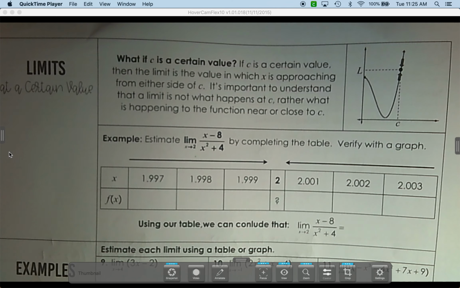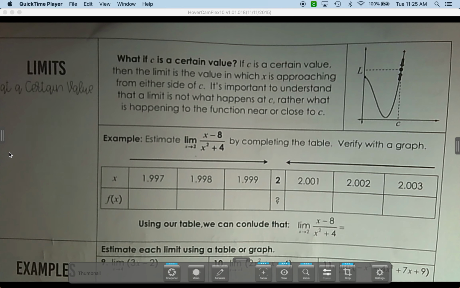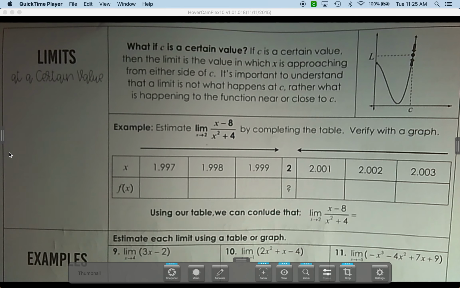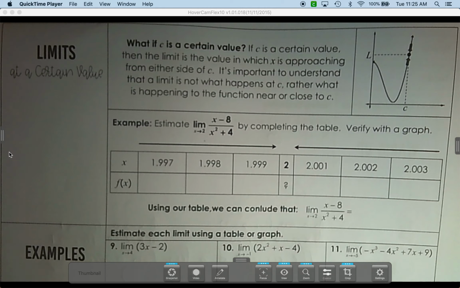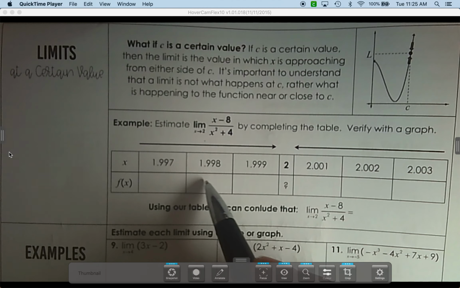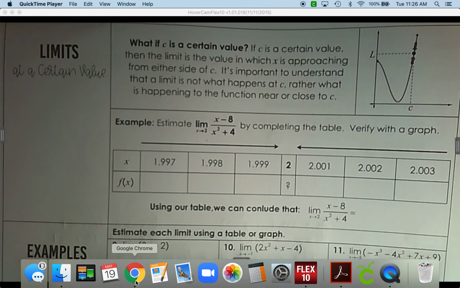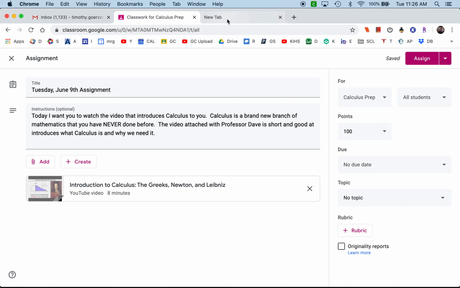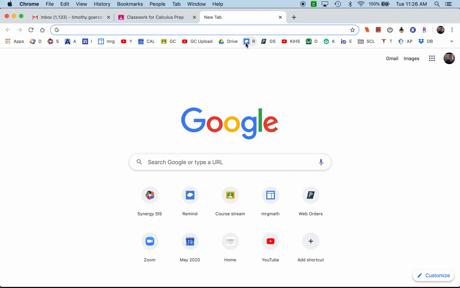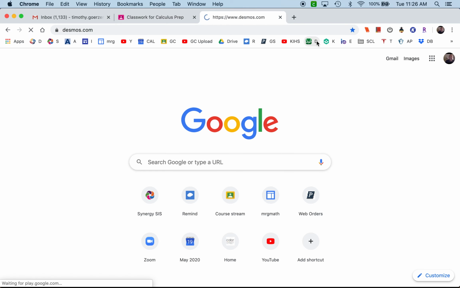So here's the second part of the lesson for today on limits. And we have a table of values, and I'm going to actually go to Desmos to help me complete this table of values so I can see it better. So I'm going to go to Desmos right now, so you can go to Desmos with me. And so here's Desmos, and I'm going to type it in.